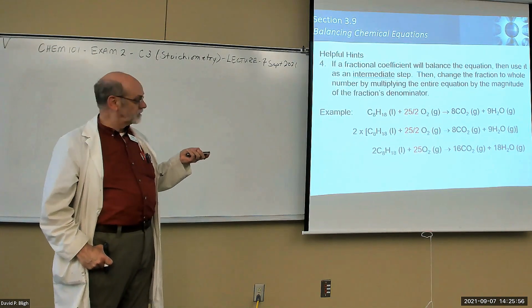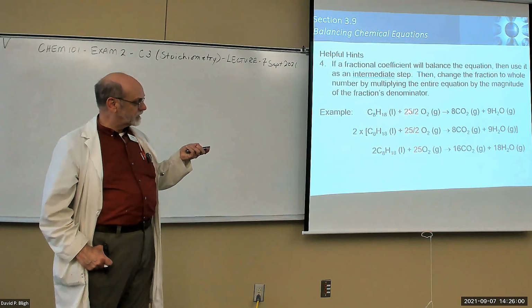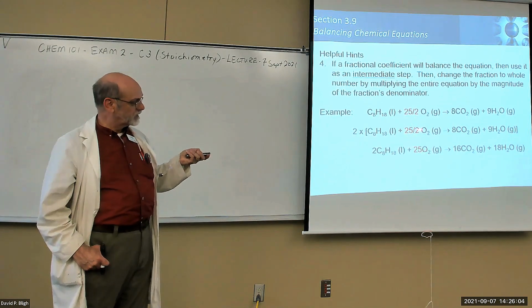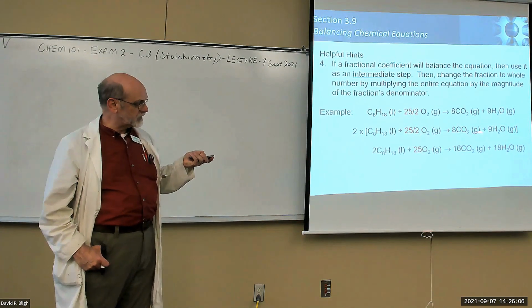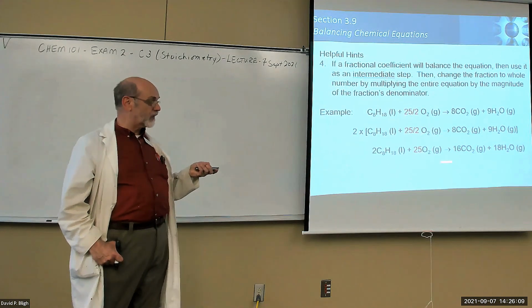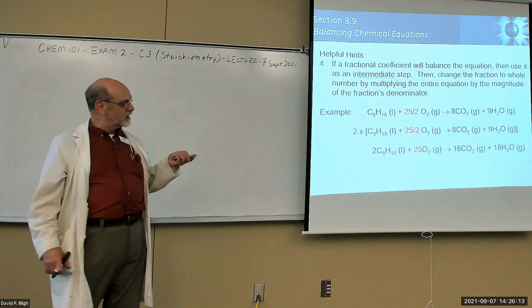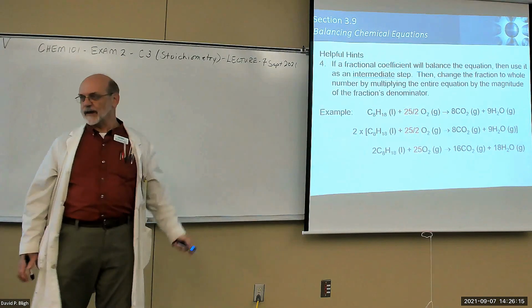Correct? So 2 times that gives you 2 of those. And 2 times that gets rid of the half and gives you 25 of those. 2 times that gives you 16, and 2 times that gives you 18. Now we have whole numbers. And we saved ourselves a lot of work and headache by an intermediate fraction step.